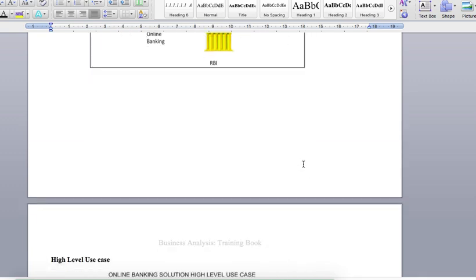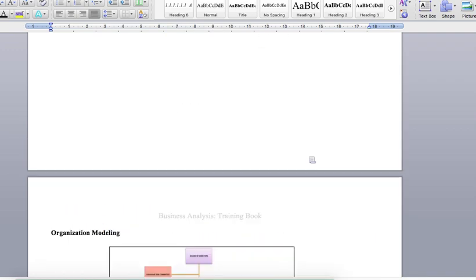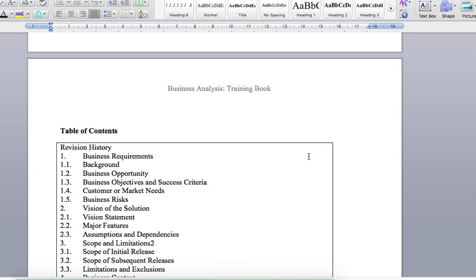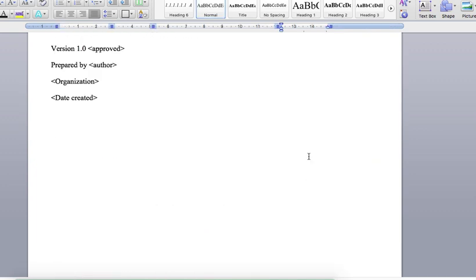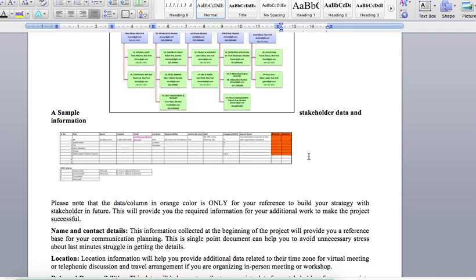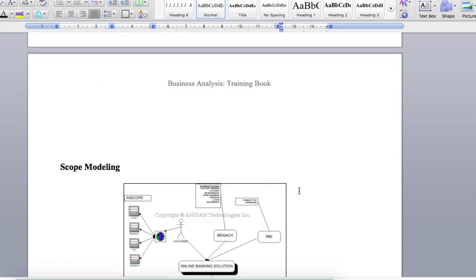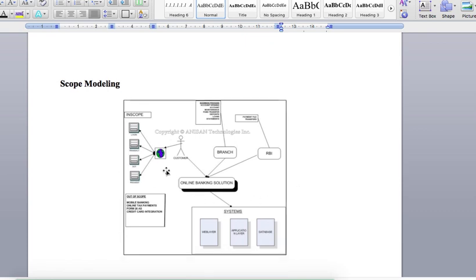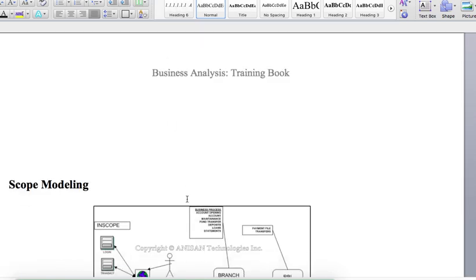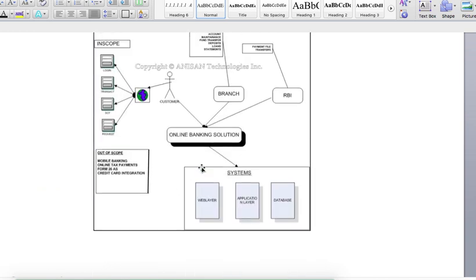Okay, see, you could also use this high level view. This is scope modeling, where we are showing the system from different perspectives. If you see what is in the scope, let me bring it to 200%. This is one way. If you see the online banking solution, here the scope is mentioned in a different way.